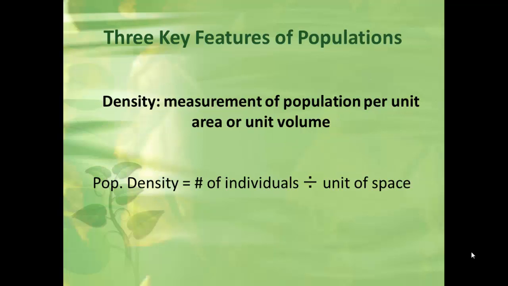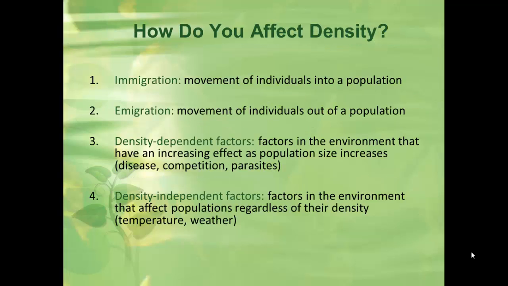The second key feature of a population is density. Density is the measurement of population per unit area or unit volume. The first key feature of a population was size, and the second one is density. Population density equals the number of individuals divided by the unit of space that you're looking at. Several things can affect density, but we need to look at four specifically.